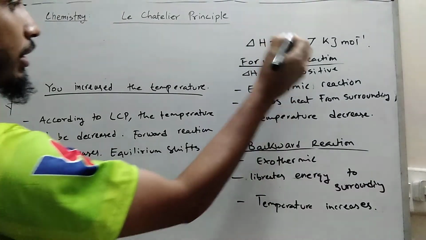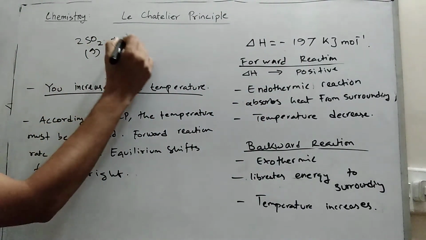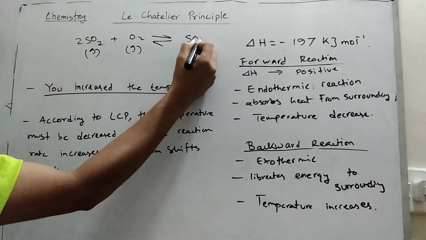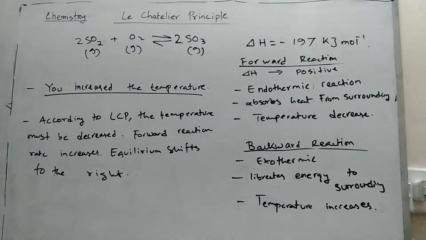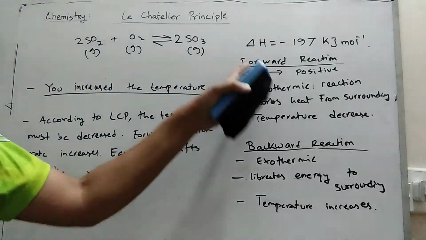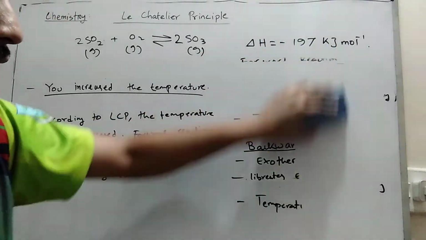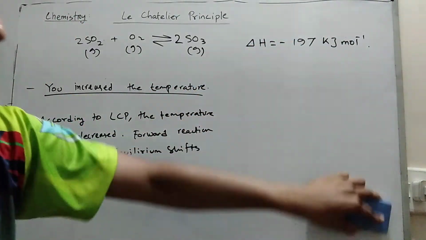So we have an equation here. Sulfur dioxide is a gas reacting with oxygen, which is also a gas, producing sulfur trioxide, which is a gas, and this is a reversible reaction. Now, we don't need this temperature analysis anymore, because now we are going to deal with pressure.